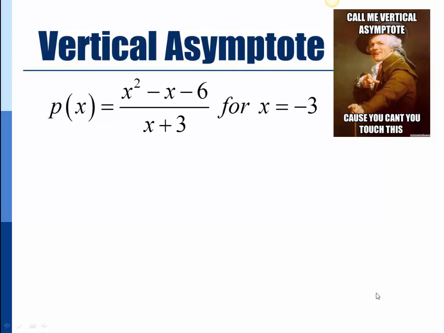Okay, so now in the previous video, we were looking at a couple of functions. The functions that we were looking at before had holes. So this is a second example, the second type of thing that can happen when we're dividing by zeros. We can create something we call vertical asymptotes.